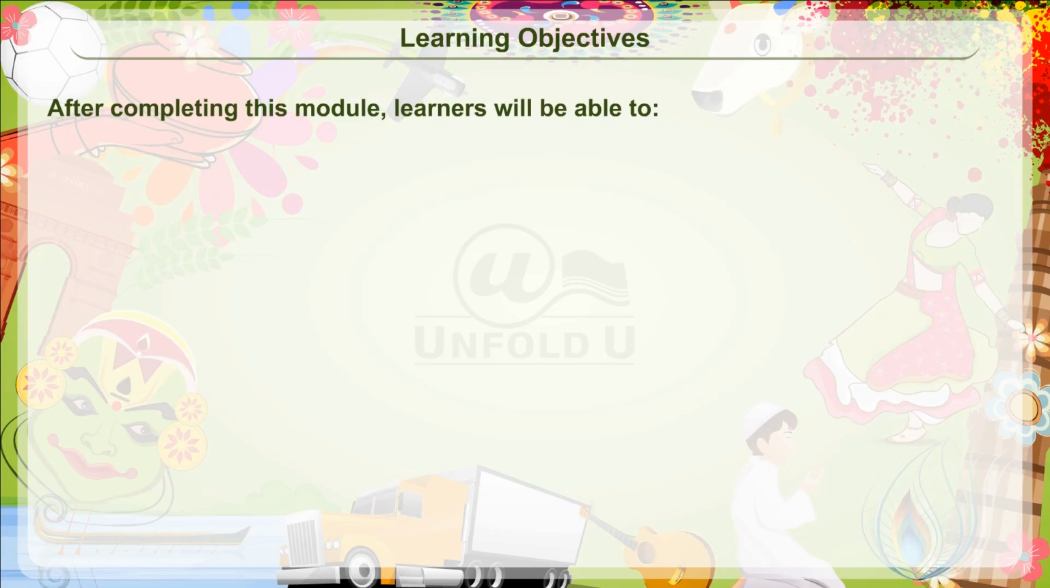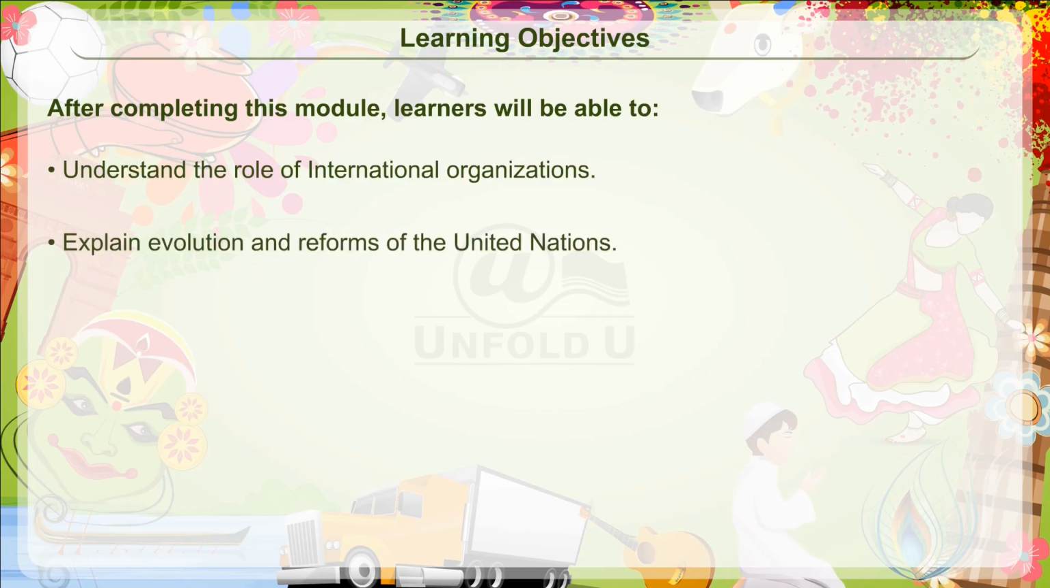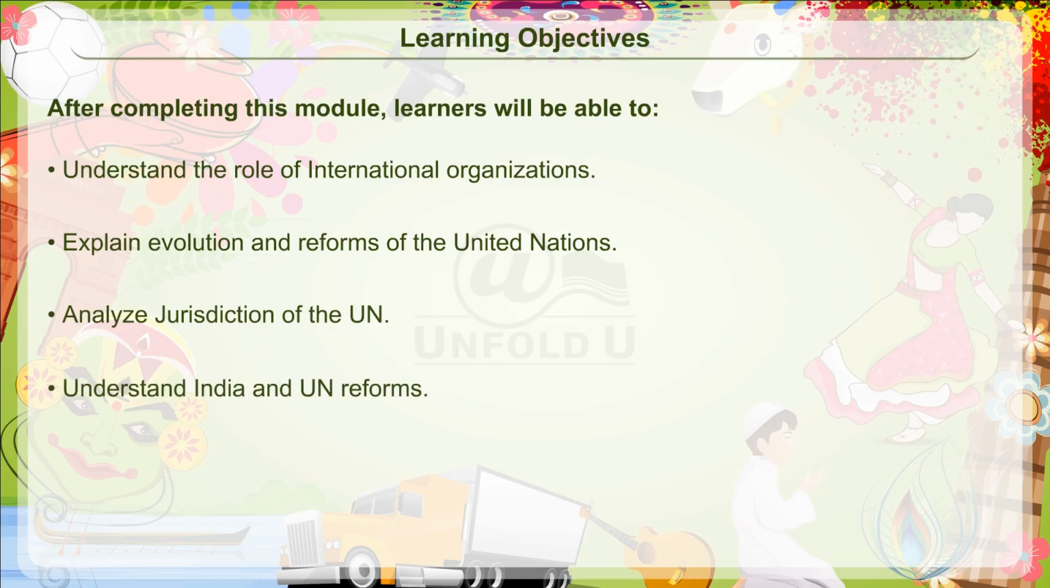Learning objectives. After completing this module, learners will be able to understand the role of international organizations, explain evolution and reforms of the United Nations, analyze jurisdiction of the UN, understand India and UN reforms.